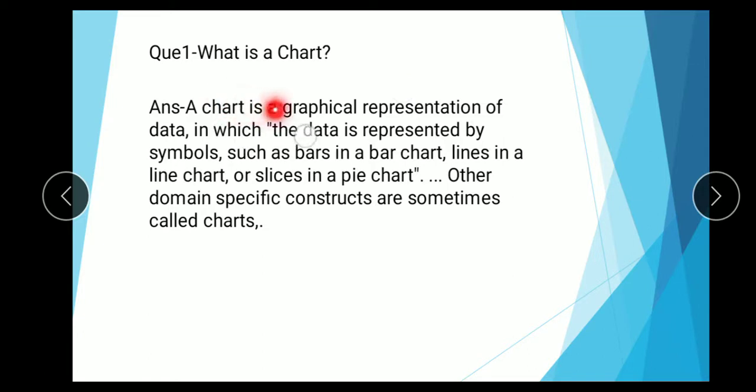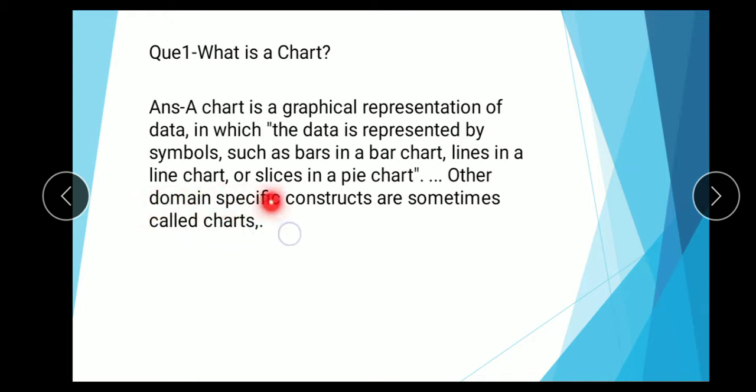Answer: A chart is a graphical representation of data in which the data is represented by symbols such as bars in a bar chart, lines in a line chart, or slices in a pie chart. It means that when you create data in your Excel file and want to show it in the form of a chart, you can easily show your data in graphical form. This graphical form is called a chart.